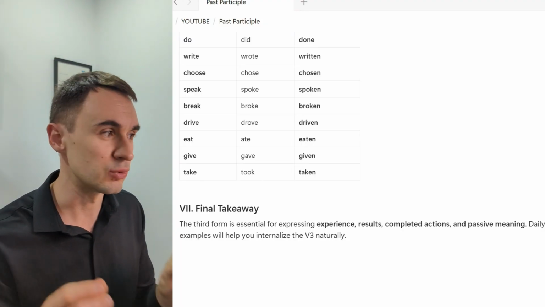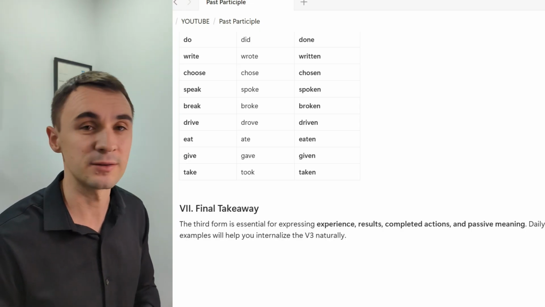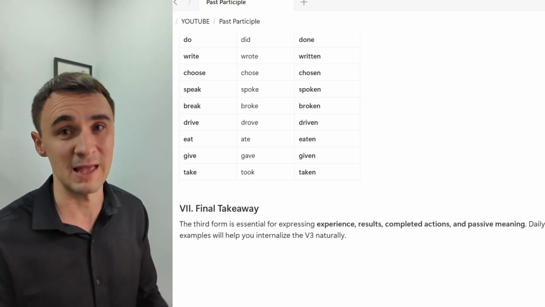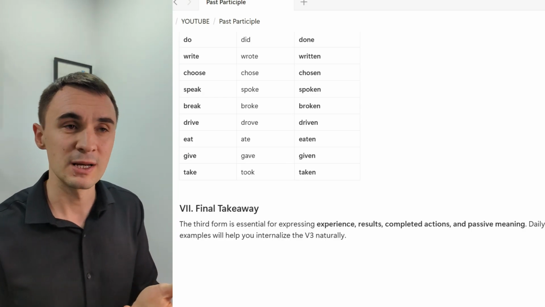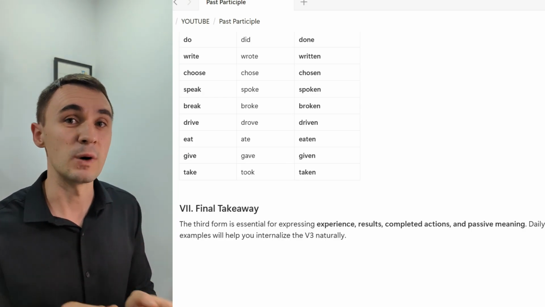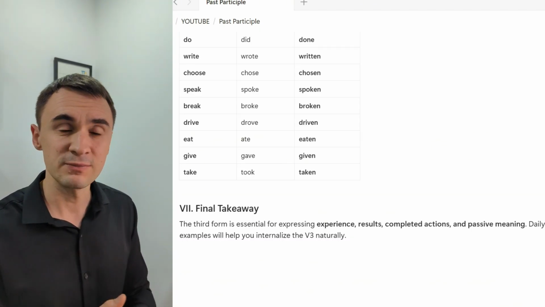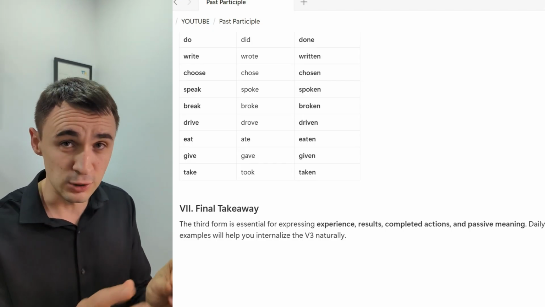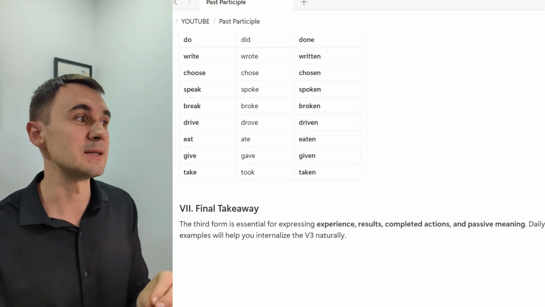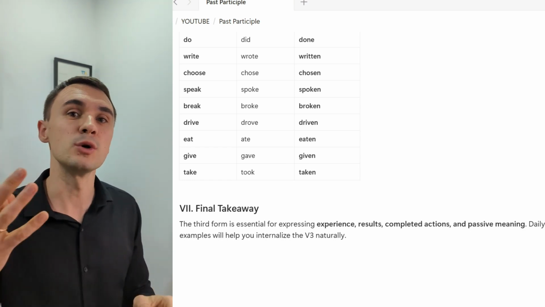Daily repetition and real-life examples will help you internalize the V3 or past participle naturally. I would do the following. I would learn the irregular verbs. I would also check whether the verb is regular or irregular, learn all of them nicely, and then start using them slowly. As you learn the verbs, use them in present simple, past simple, and third form using those three structures we mentioned, okay?